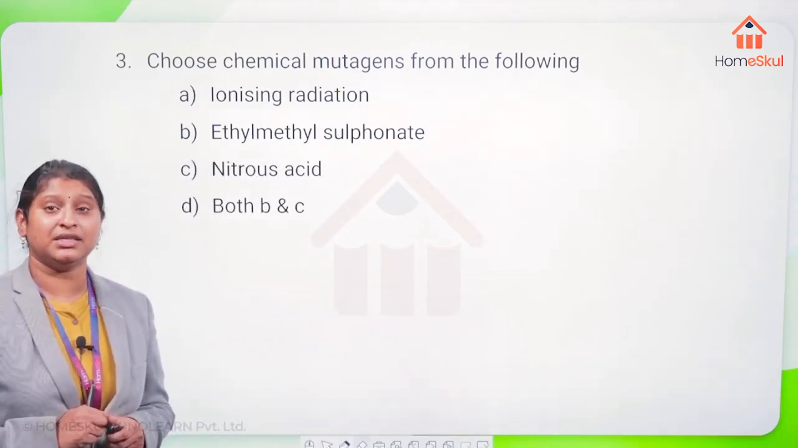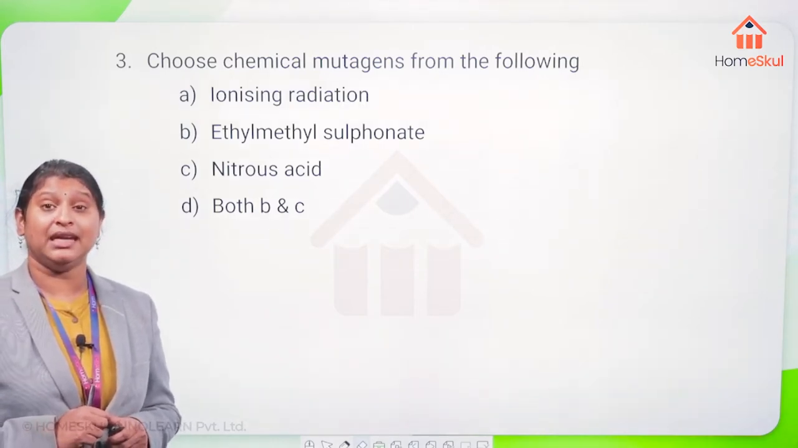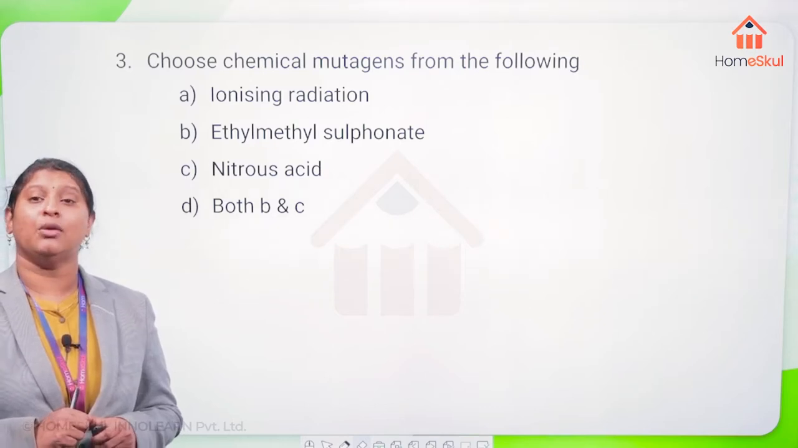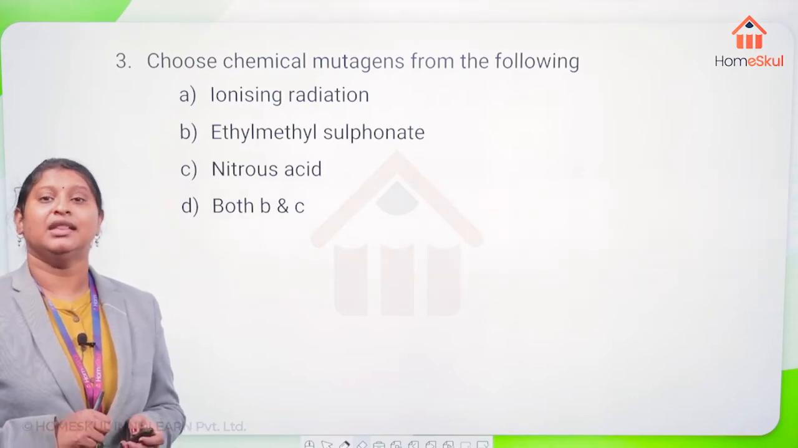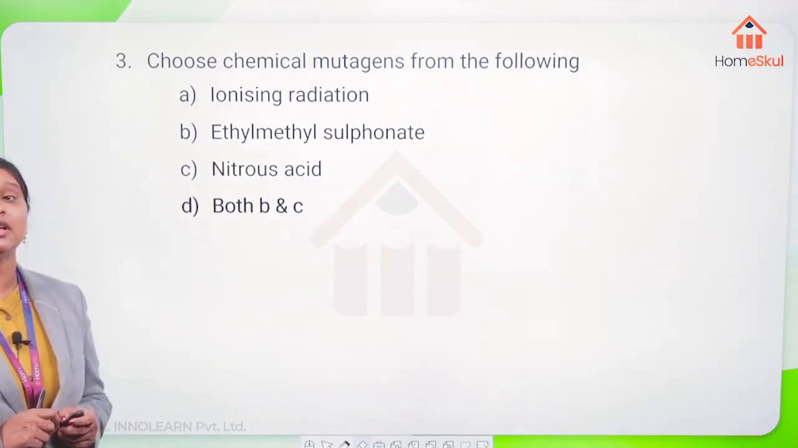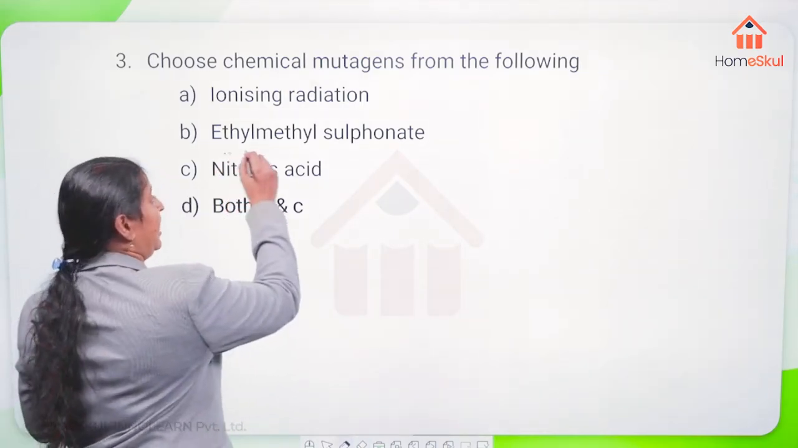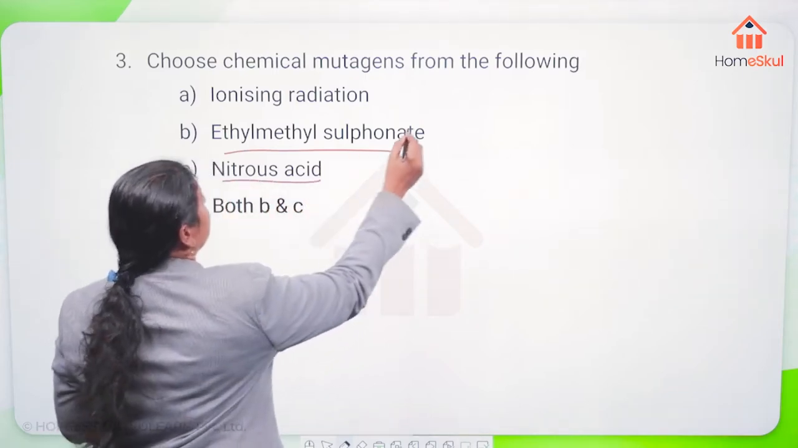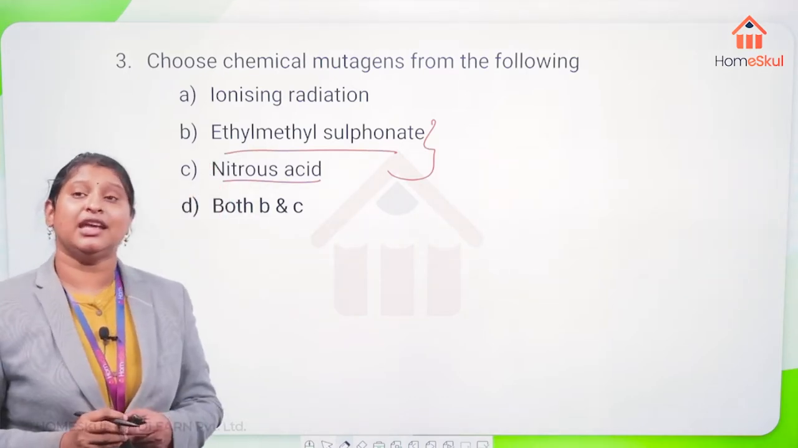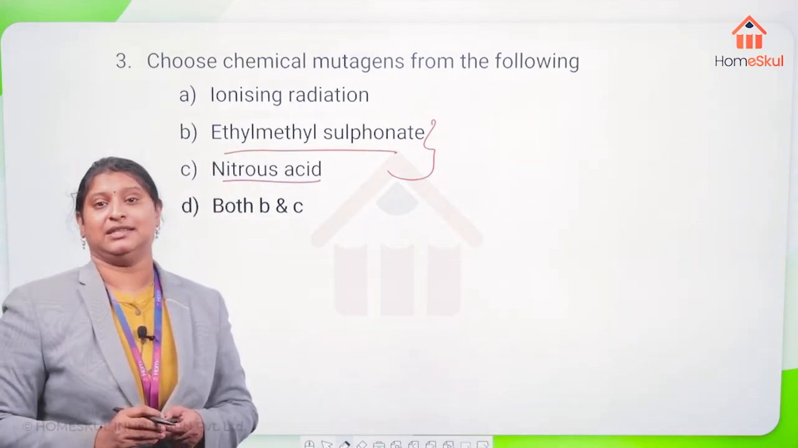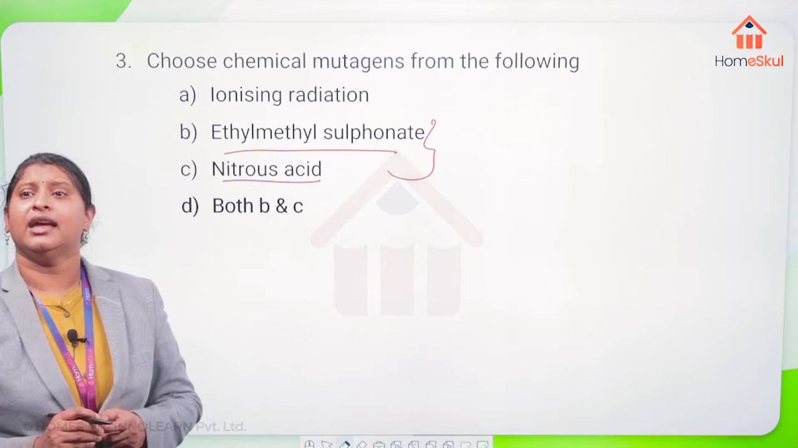Choose the chemical mutagens from the following. Option A, ionizing radiation. Option B, ethyl methyl sulfonate. Option C, nitrous acid. Option D, both B and C. The answer is option D, both B and C. That is ethyl methyl sulfonate and nitrous acid. These are chemical mutagens. And ionizing radiation is a physical mutagen.